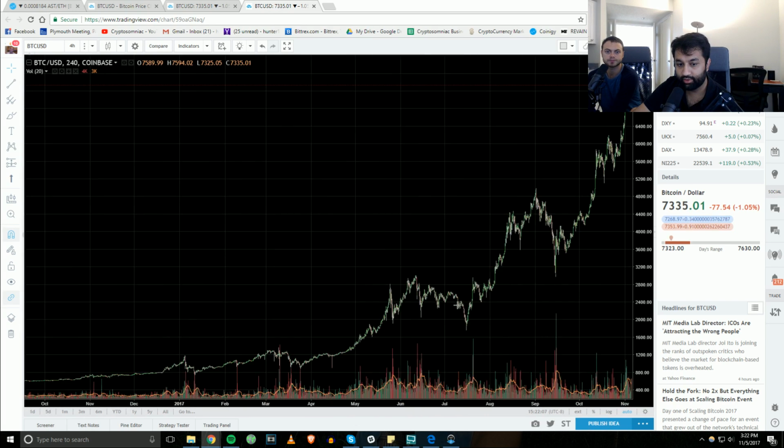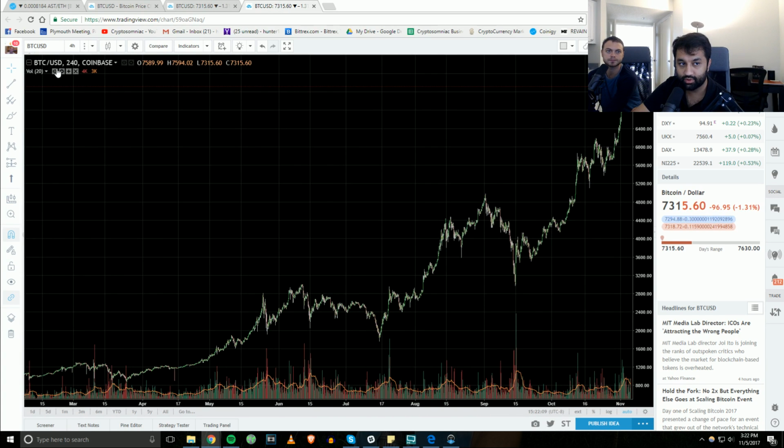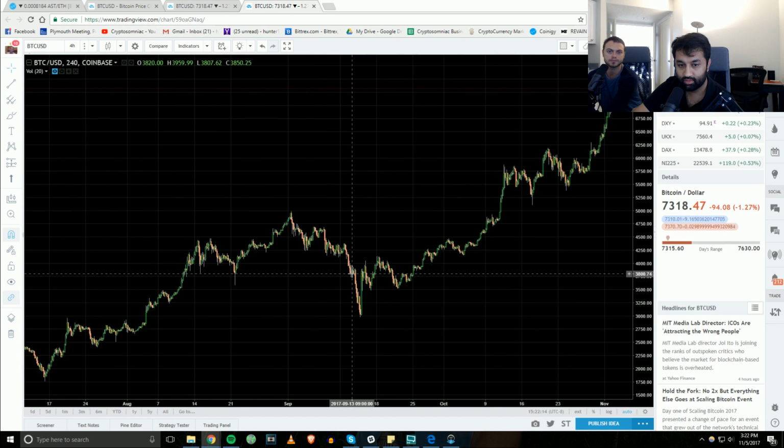So here is the chart, pretty much. Here are the volume indicators. Just kind of shows you what volume.